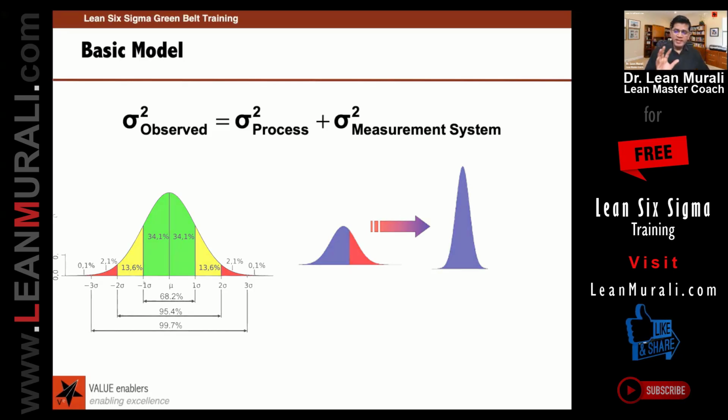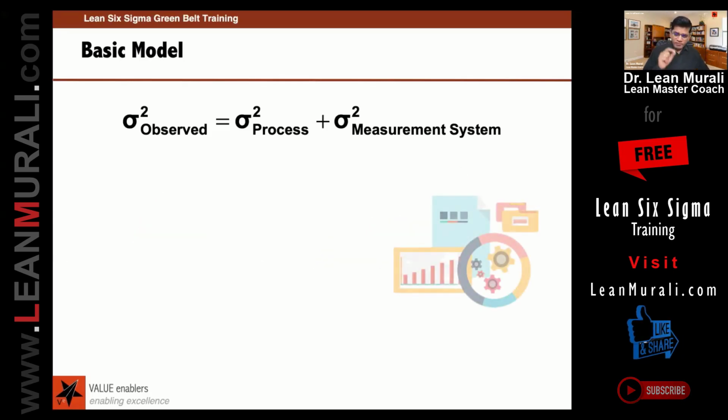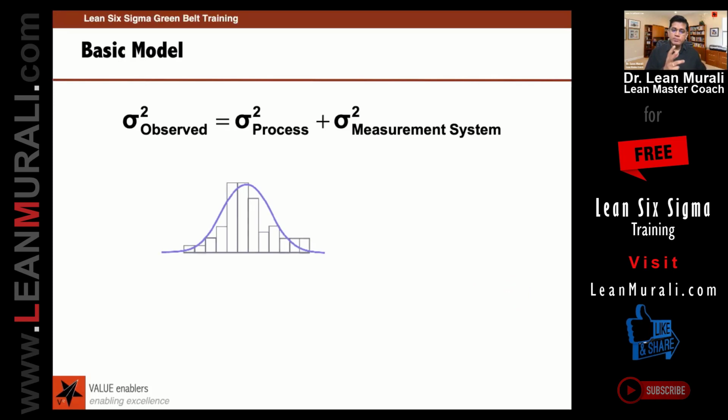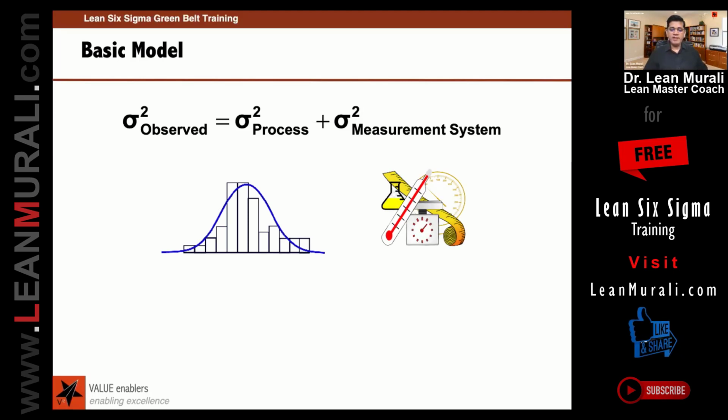The observed variation, what you have written as data, because in the measure phase, we collect the data. And this data that we have observed has a variation, and that variation is because of two things. It is because the process itself has a variation and the measurement has also got a variation.